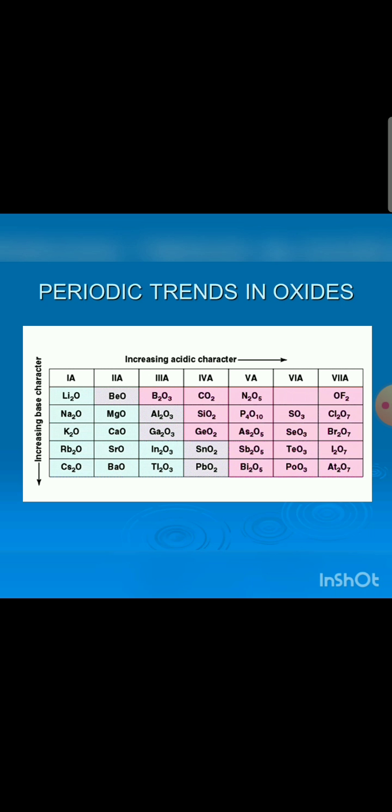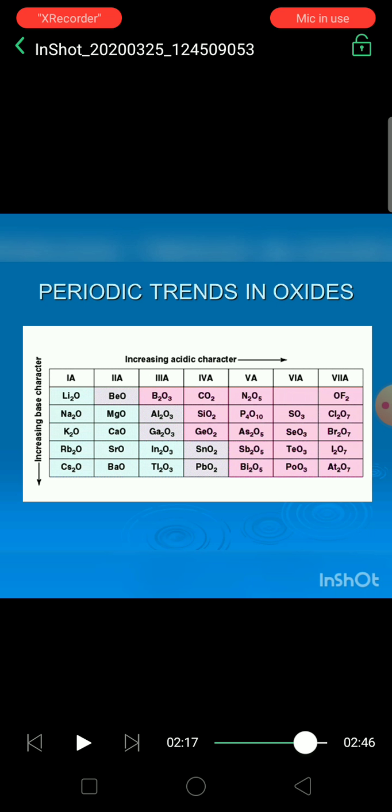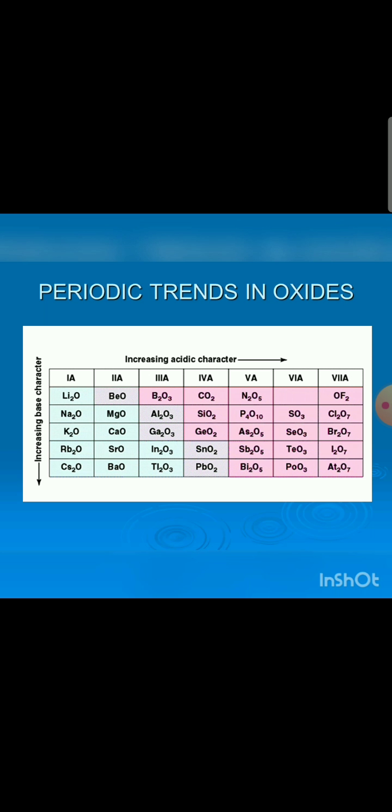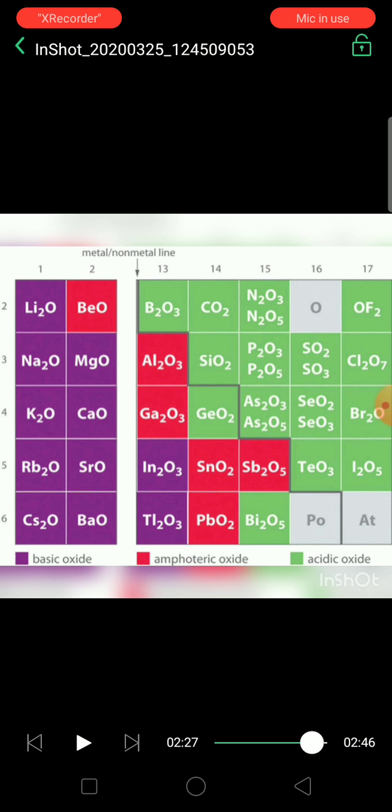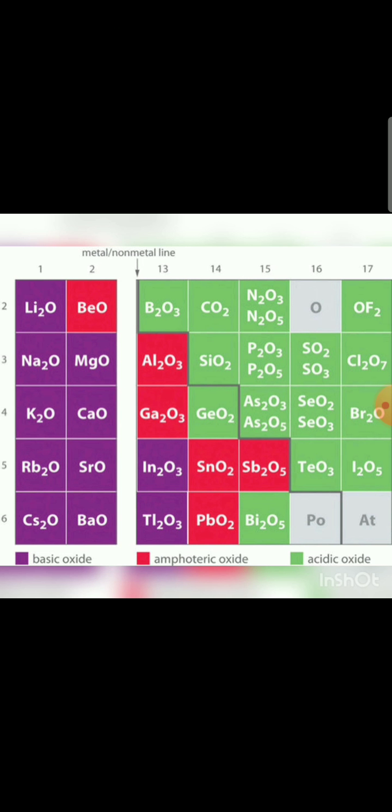In the same way, the beginning groups, the first and second groups, are basic in character. Lithium oxides, sodium oxides, potassium oxides are all basic in character. So we have learnt about oxides. You can take a screenshot of this too. The purple color shows basic oxides, the green shows acidic oxides, and the red shows amphoteric oxides. Amphoteric means they can act as acidic as well as basic.